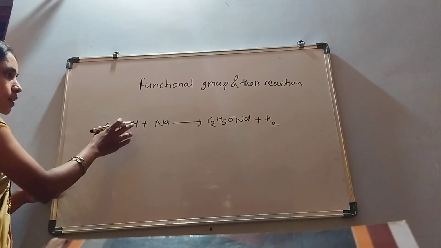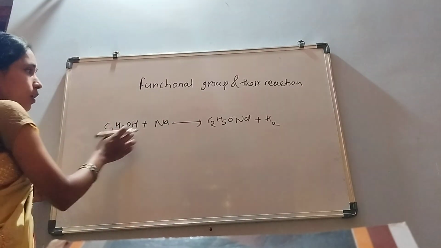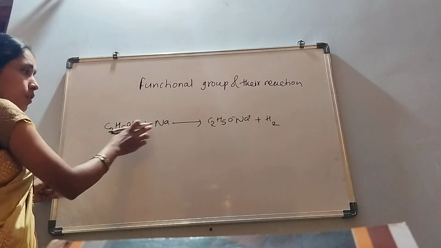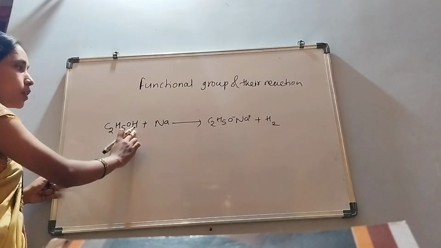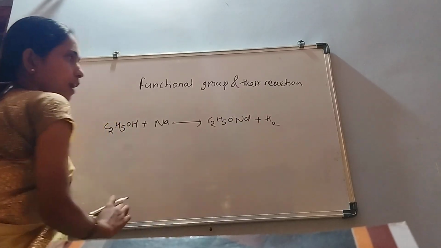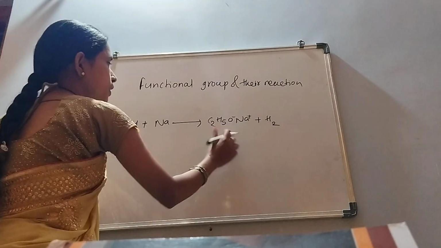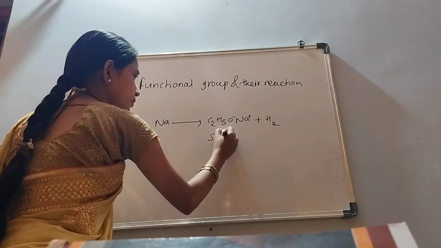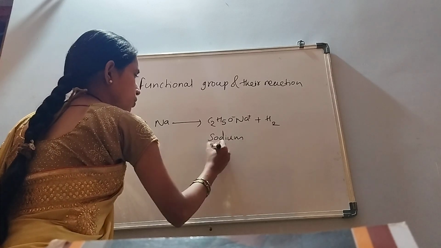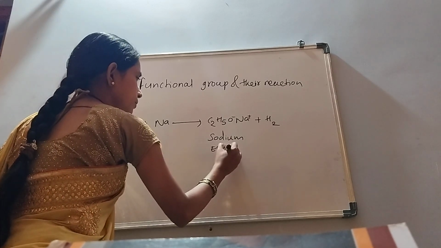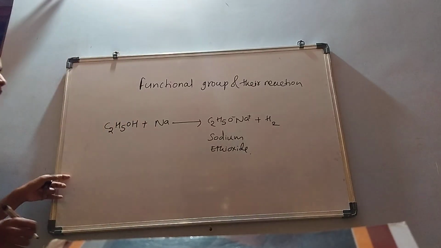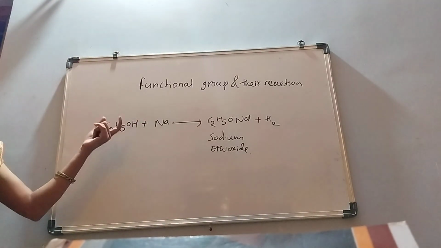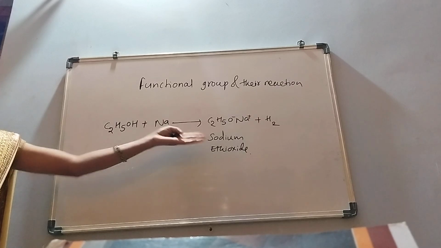So in the case of ethanol, if you are adding sodium, then this sodium replaces the hydrogen, and hydrogen is released as a gas here. So this compound we call sodium ethoxide. Okay, so this is the reaction between ethanol and sodium, and then we are getting sodium ethoxide.